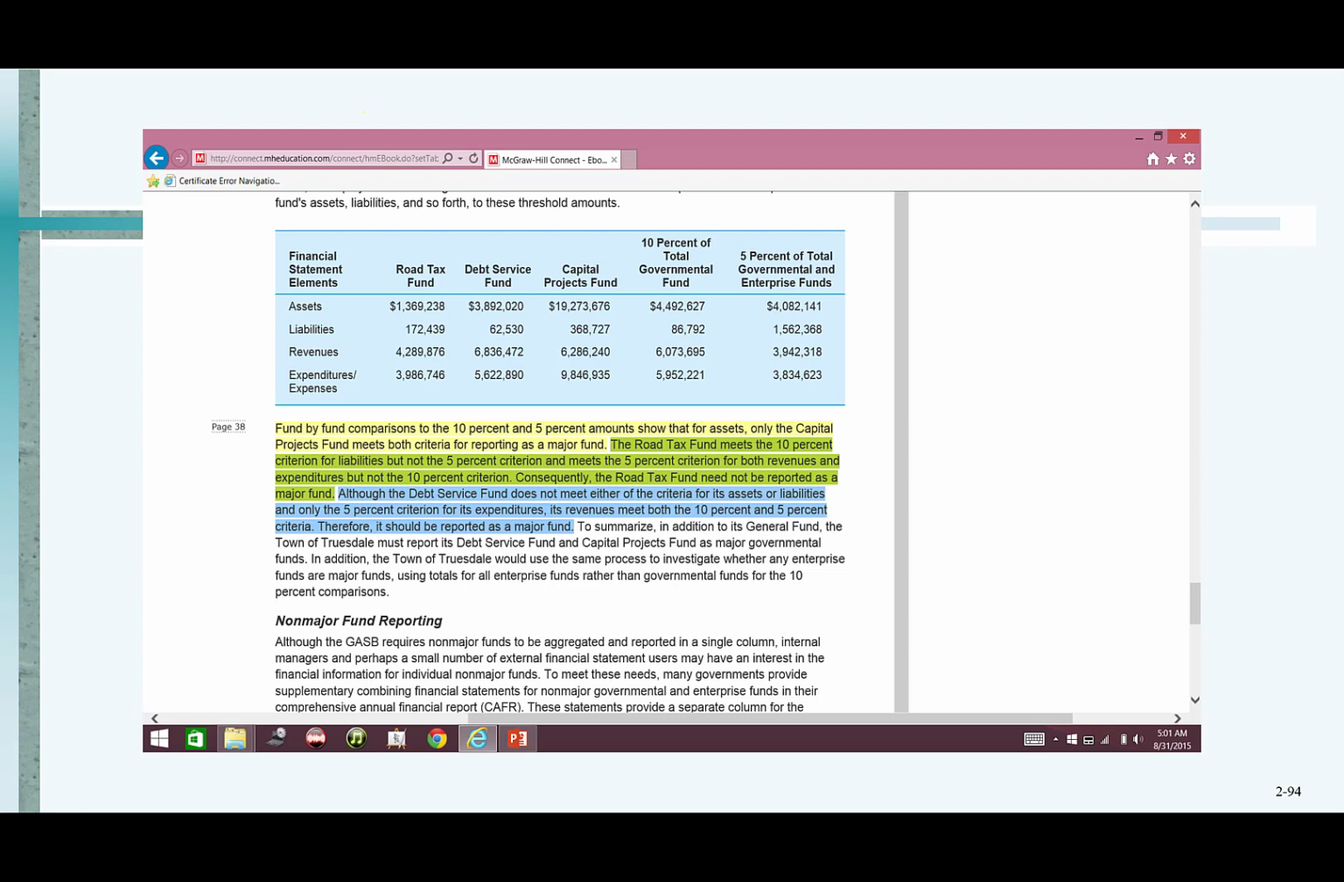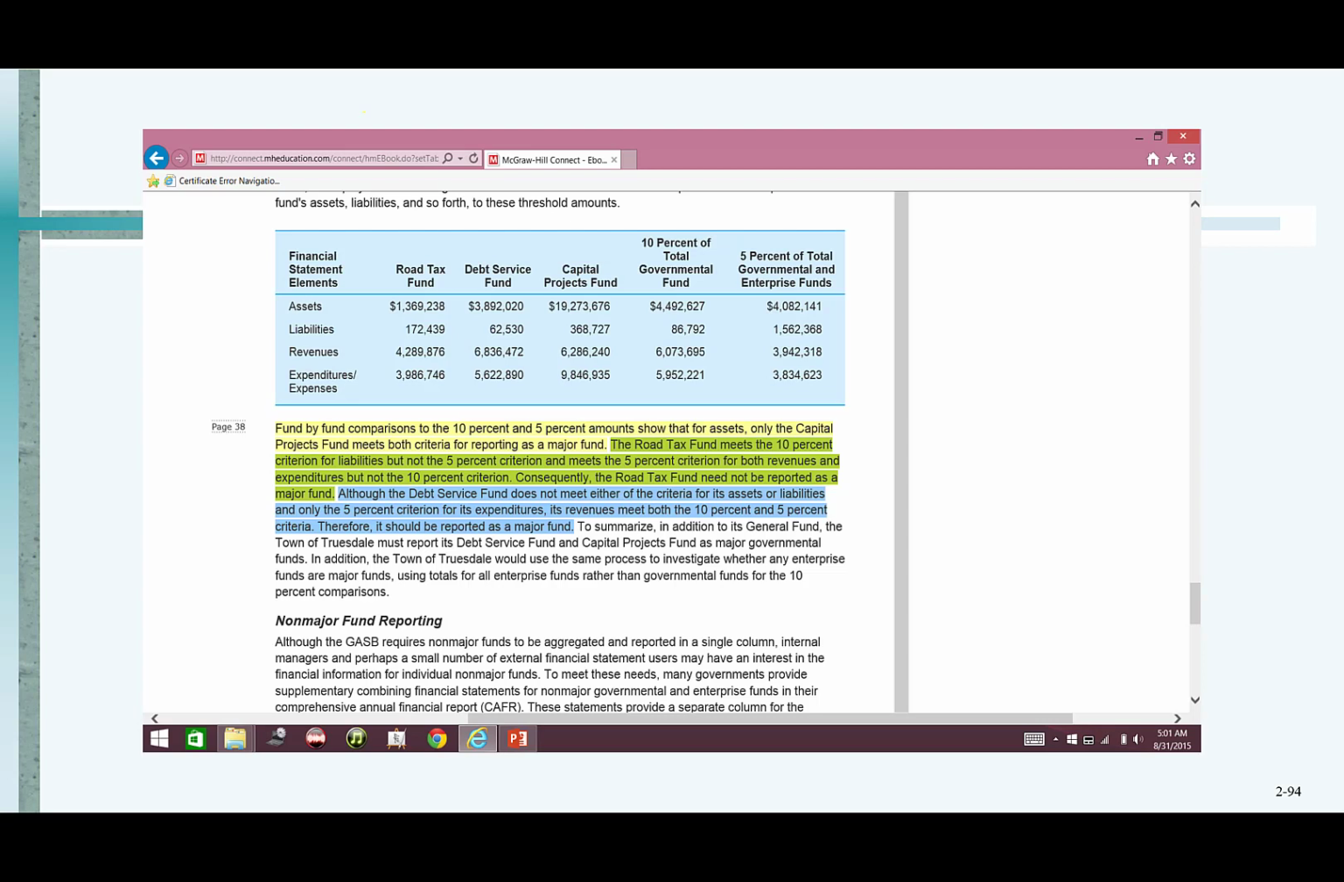So what they did was they took, for example, all the assets of all the governmental funds, added them together, multiplied that by 10%, and that represents this $4,492,627. Then they took what? All of the governmental funds and all the enterprise funds, mushed them together, multiplied that number by 5%, and that's how they got this number, $4,082,141. Okay, they're not showing us the detail that constituted what they calculated here to be the 10% and the 5%.